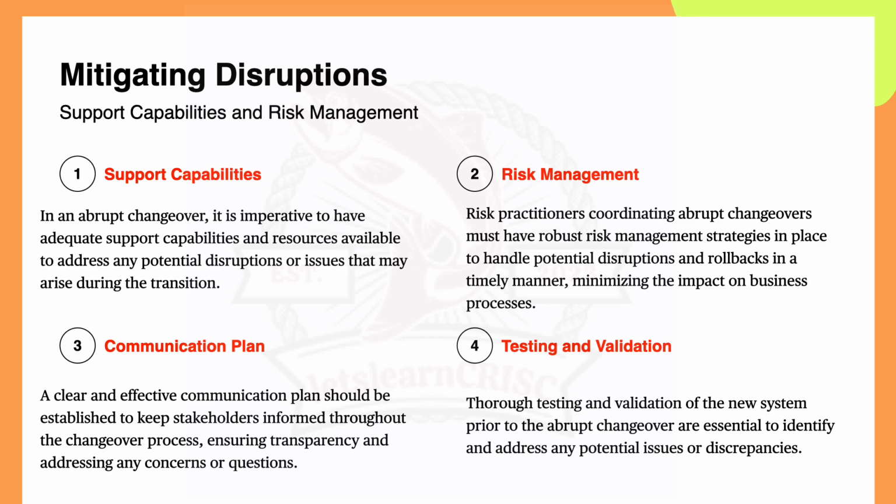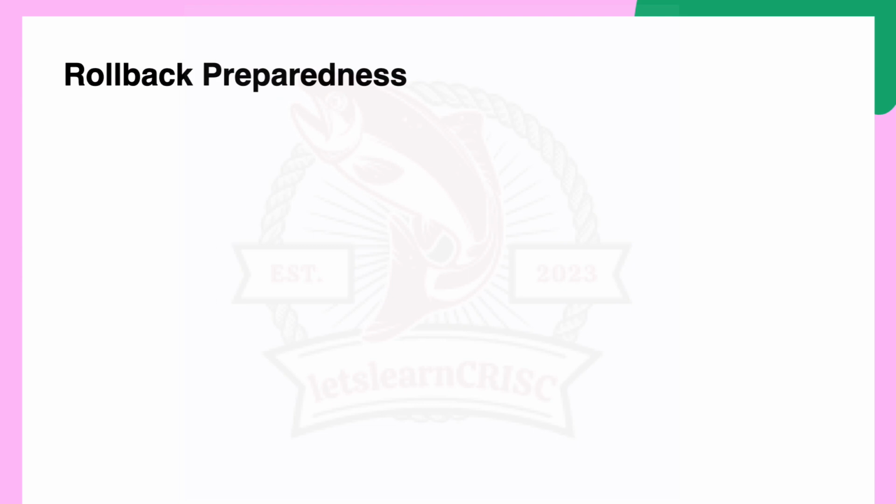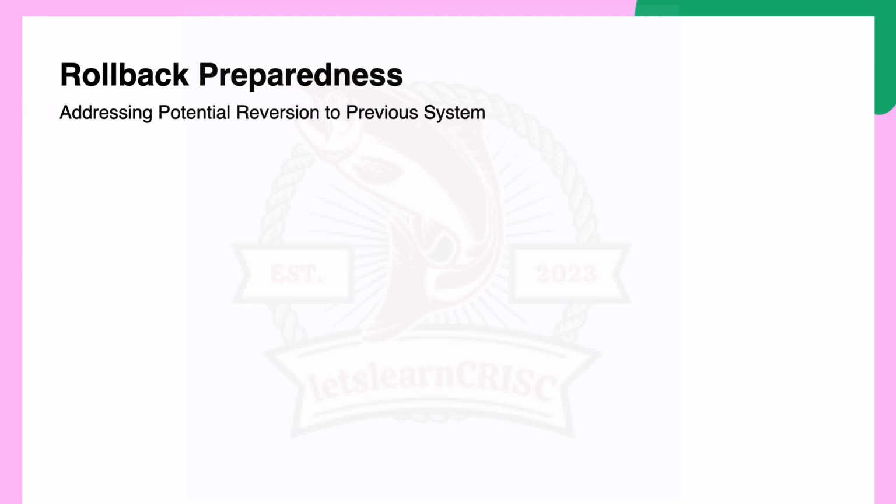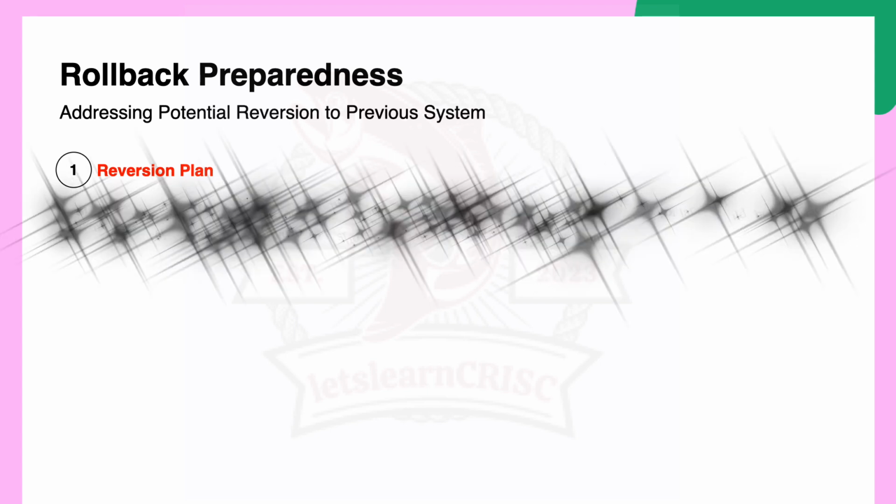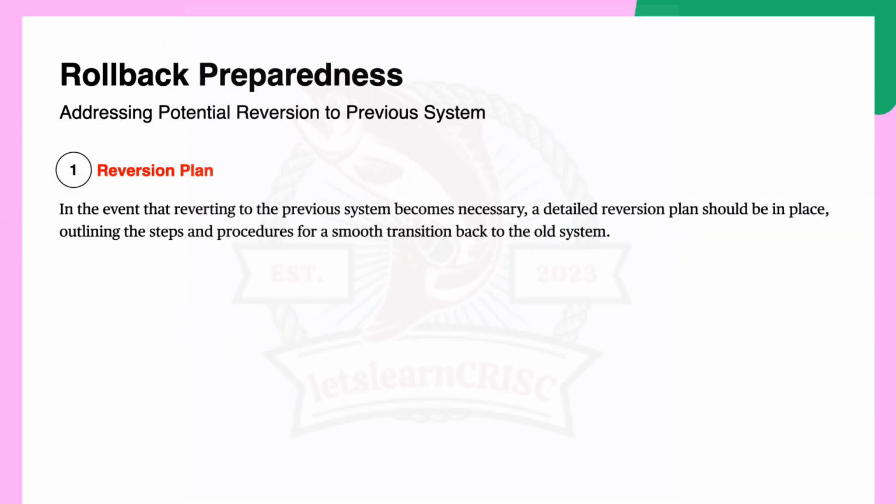Moving further ahead, we'll discuss the rollback preparedness, right? Under the rollback preparedness, the first is about the reversion plan, right? Friends, in case reverting to the previous system becomes necessary, a detailed reversion plan should be in place. It is like having a map that guides you back to a familiar route if you need to backtrack during a journey, right?